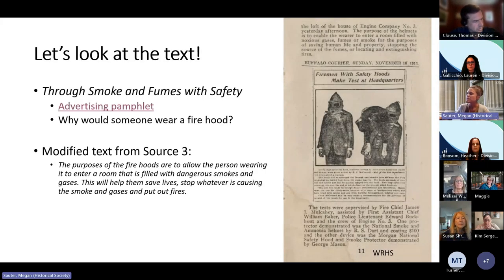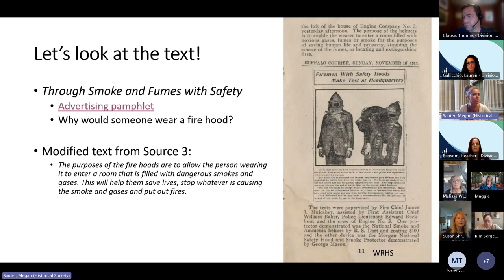And so the purposes of the fire hoods are to allow the person wearing it to enter a room that is filled with dangerous smokes and gases. This will help them save lives, stop whatever is causing the smoke and gases, and put out fires.